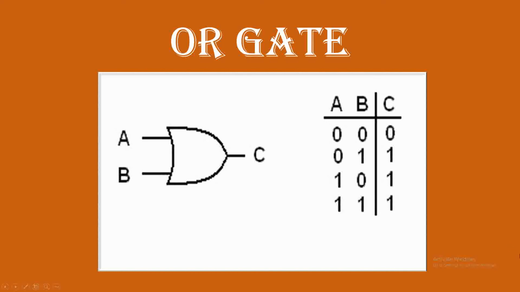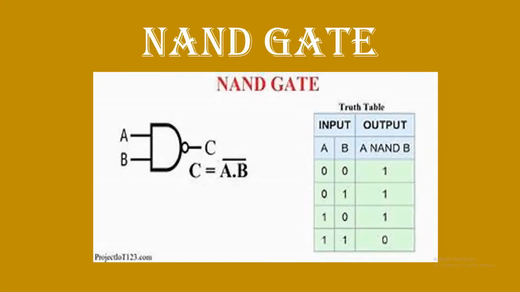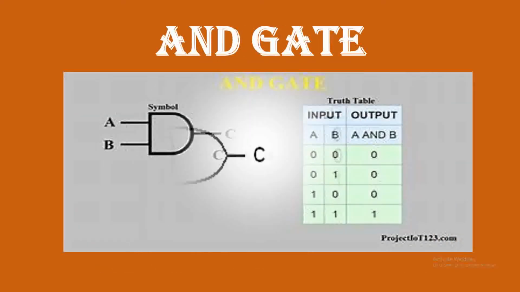So let's look at another gate, the NAND gate. You don't need to stress yourself really on this. Just know that the NAND gate is just the direct opposite of the AND gate. So let's quickly look at the AND gate. Let's go back. You can see the inputs are always the same, like I've said.